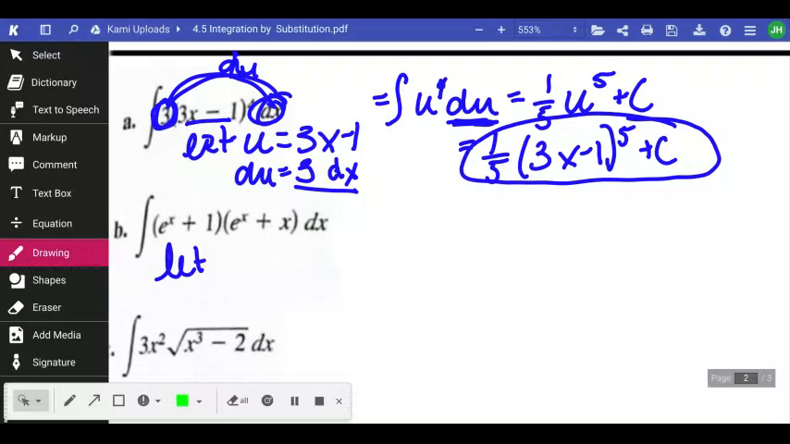We'll call this method u substitution, actually. In some textbooks, that's what it's called. All right, so we're going to let u equal, any guesses? The second one. What made you think that, Emilio? Because you're right.